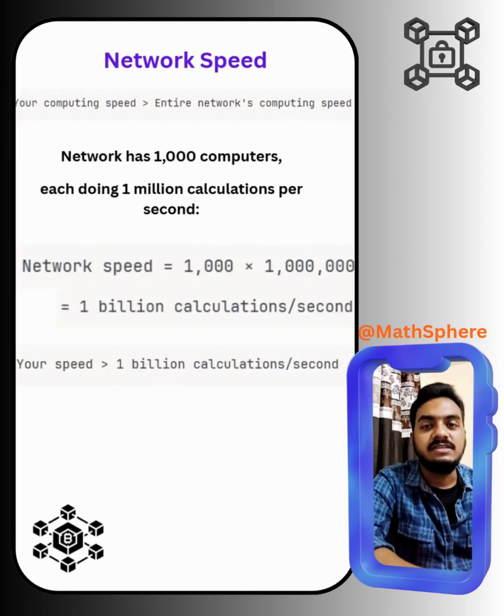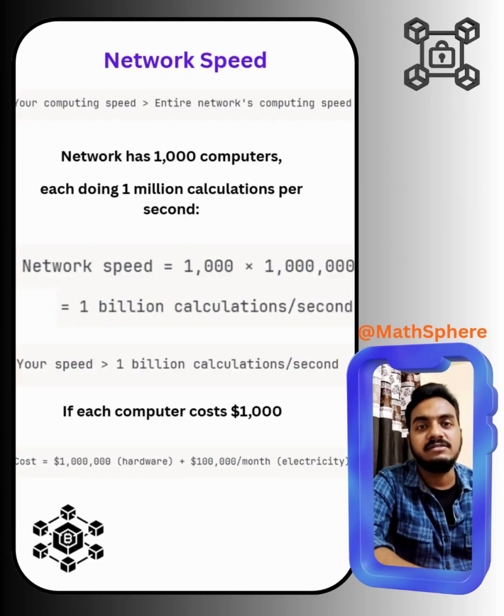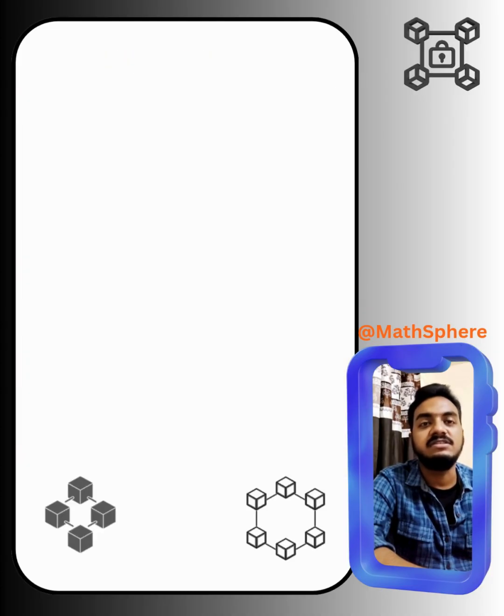Now, let us see how this is going to cost you heavily. If each computer costs $1,000 and it uses $100 per month in electricity, what will be the cost for you? It will be $1 million for hardware plus $100,000 for electricity, and even then you will be having just a 50% chance of success. This is the second problem.